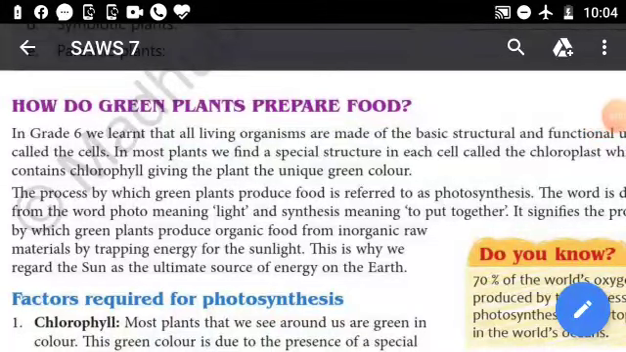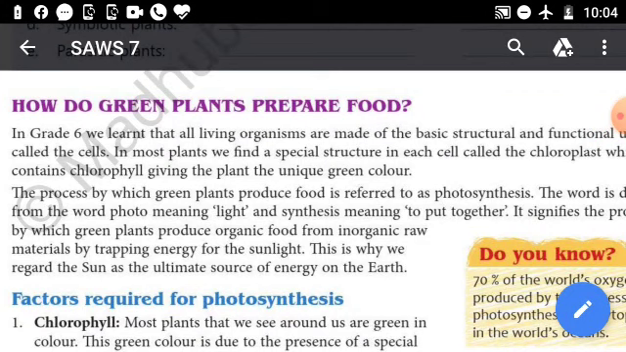Good morning, students. Today we will start how green plants prepare food. But before we start, I want to know, have you started to read the chapter? And have you done the homework, which was to write the definitions and checkpoint? Yes or no? Okay. Now, come to page number 14.